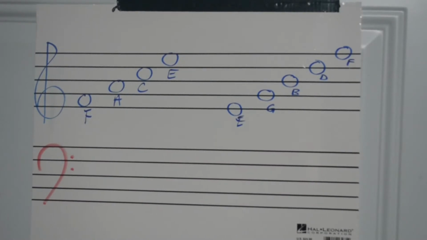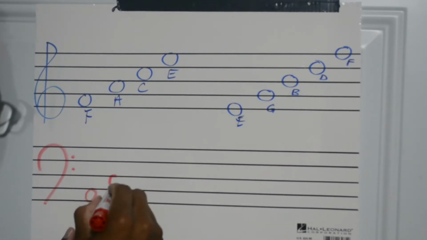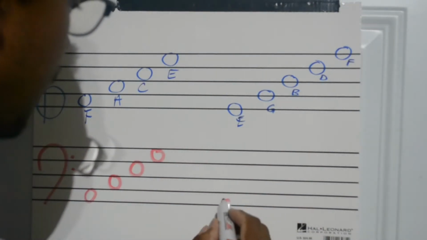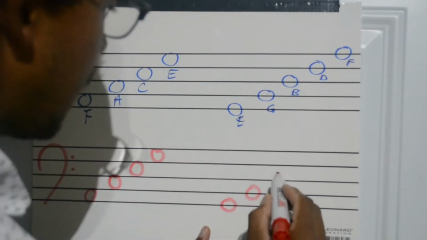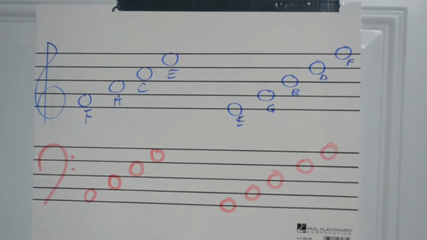Today in red, we are going to be learning about the bass clef or the F clef. We'll find out why it's called the F clef in just a little bit. Now, I'm going to draw the notes in the same spaces and in the same lines, but because it's a different clef, we are going to have a different name for each of those letters and note names.